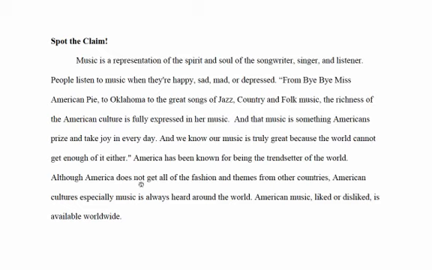Then we get, although America does not get all of the fashion and themes from other countries, American cultures, especially music, is always heard around the world. Can I agree and disagree with that? Maybe there's some remote corner of Antarctica where they don't listen to American music. All right, here we go. Last sentence of the paragraph. American music, liked or disliked, is available worldwide.